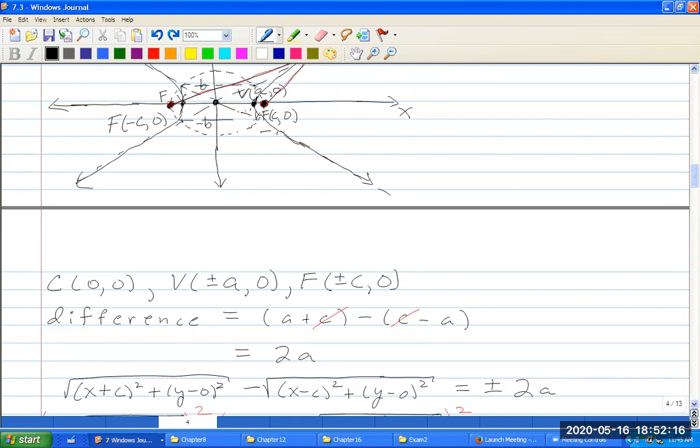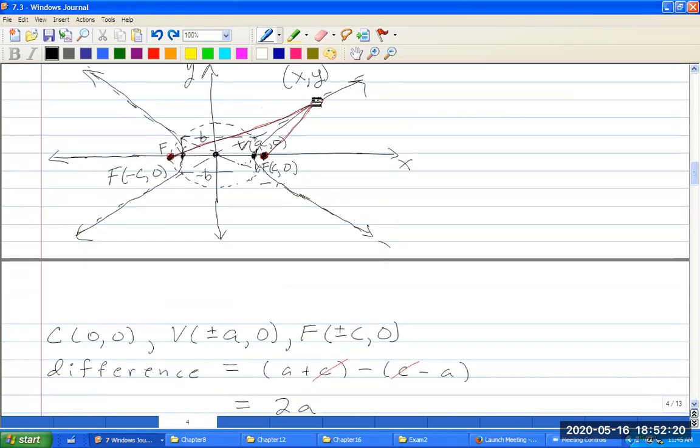So let's use that fact. Let's take some point (x, y) on the hyperbola, and let's take the difference of their distances.